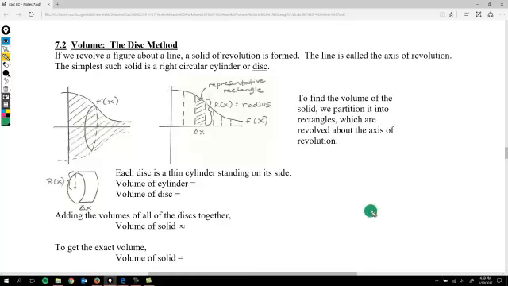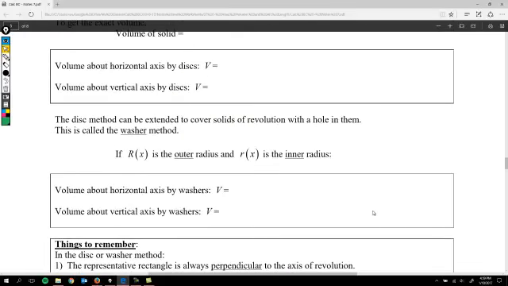All right, so the actual equations that we need. About the horizontal axis, so going up and down, it's going to be pi integral from a to b of my radius in terms of x with respect to x. And about the vertical axis, or the y-axis, it will be pi integral from c to d. Remember, these are y values, of my radius in terms of y with respect to y. You just have to pay attention to the wording of the problem. So these are disks.